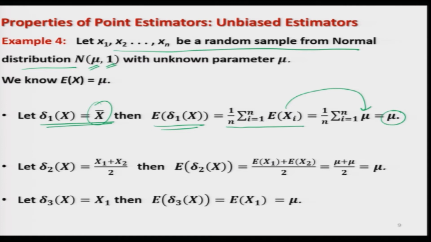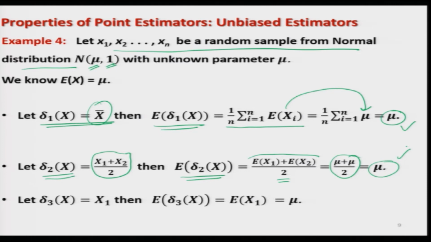Now, I propose that instead of using the sample mean, I use the arithmetic mean of the first two observations, (x1 plus x2) upon 2, and I define another estimator delta2(x). If you take the expectation of delta2(x), this comes out to be expected value of x1 plus expected value of x2 divided by 2. This is mu plus mu divided by 2, which is equal to mu. So, you can see that (x1 plus x2) upon 2 as an estimator of mu is also an unbiased estimator of mu. So, now you have seen that there are two estimators that are unbiased.